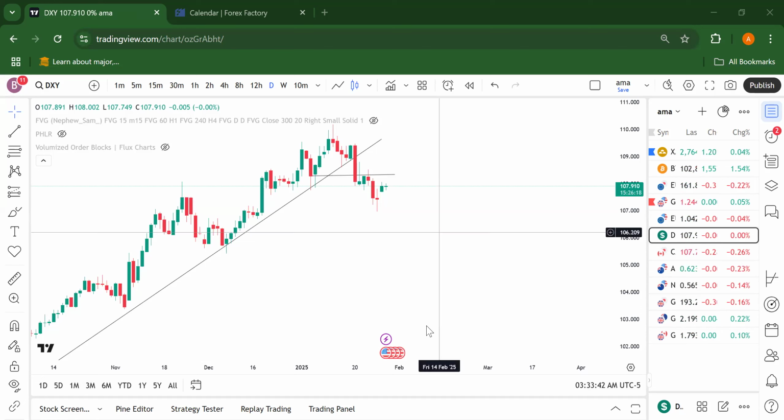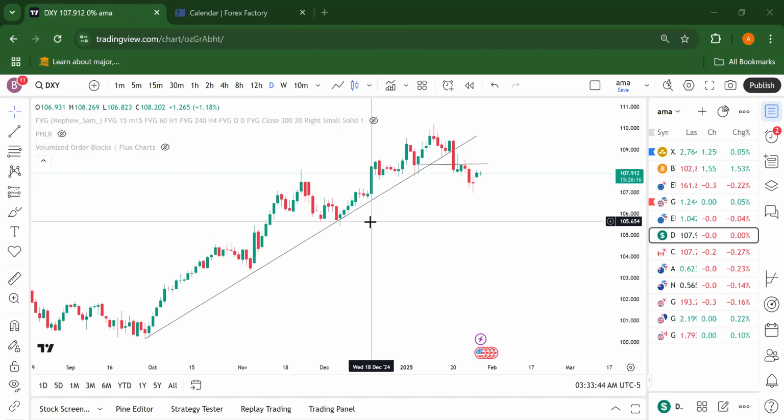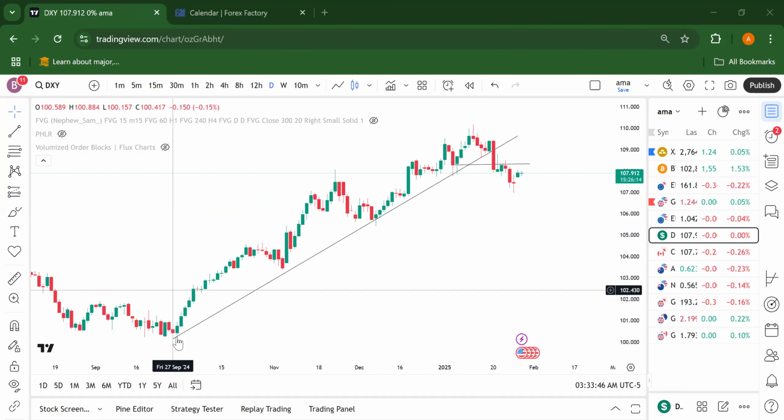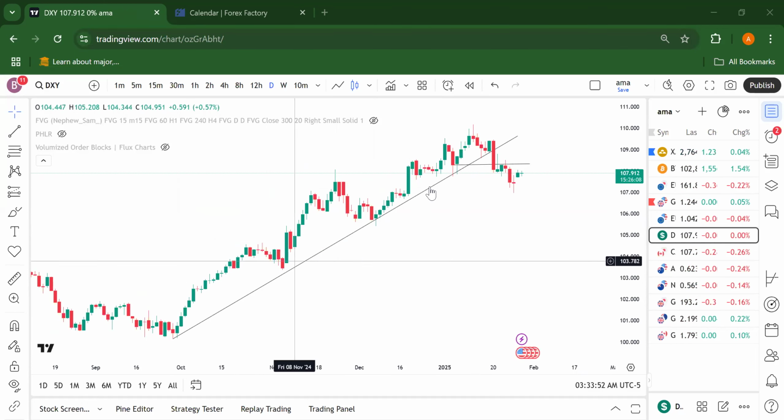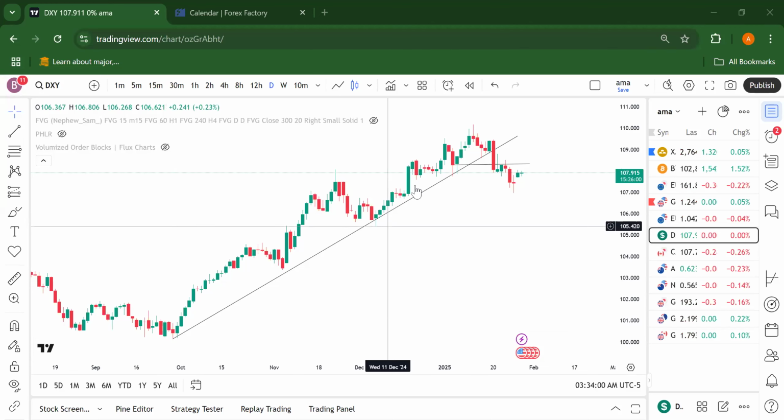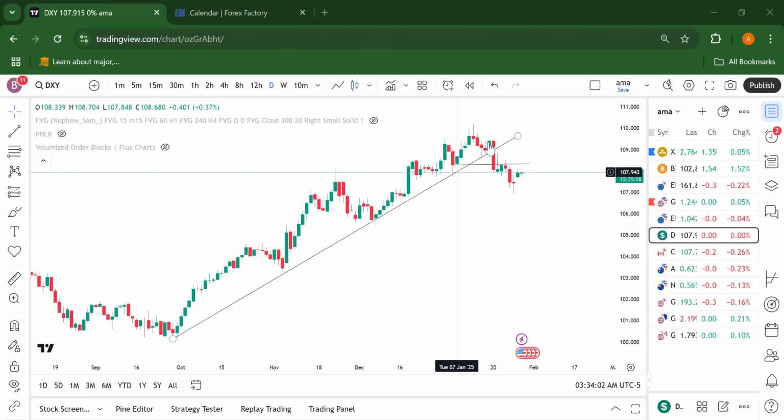All right, thanks. So basically, for the uptrend, once you have 3 touches or more, then you have a confirmed uptrend. So we have one touch here, this is the dollar index for that matter. We have one touch here, another touch here, another touch here, and then we had a break. So this is on a daily time frame.